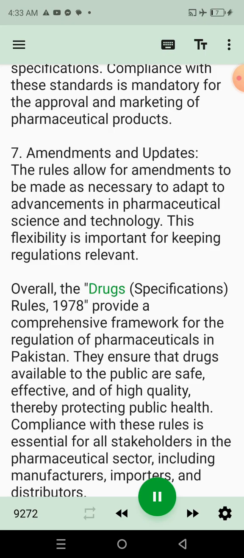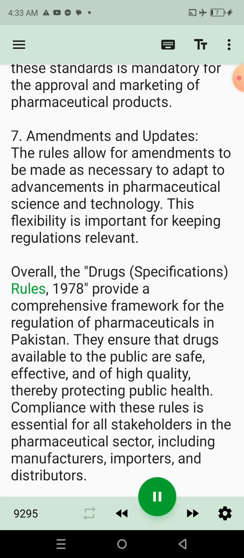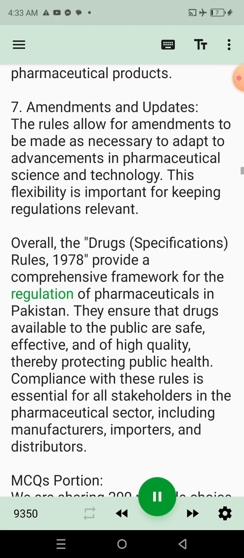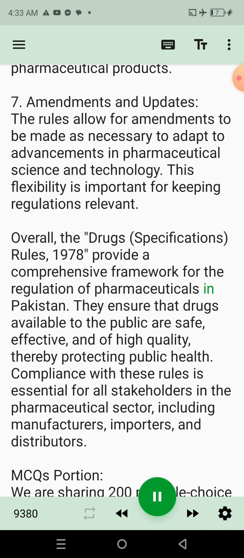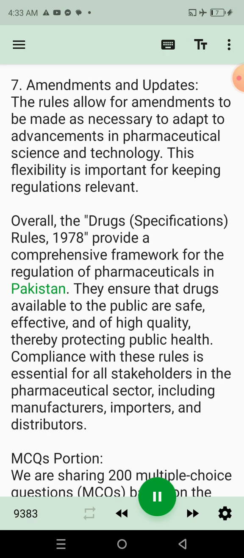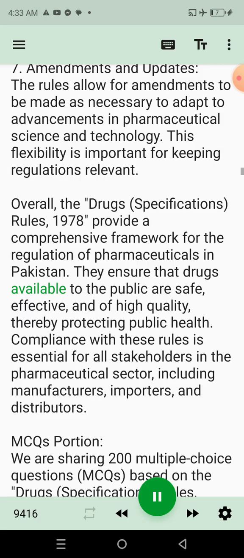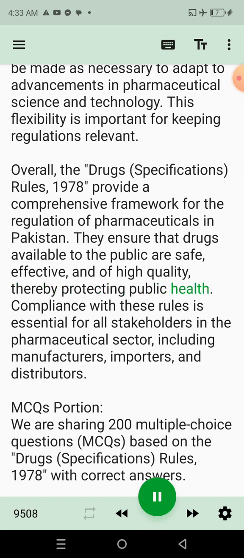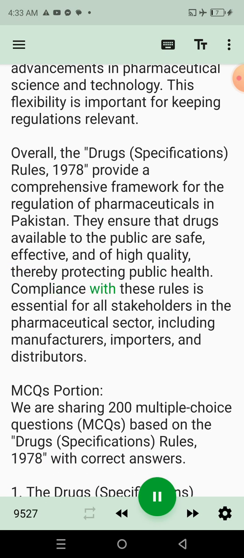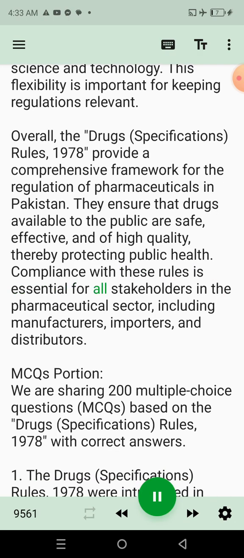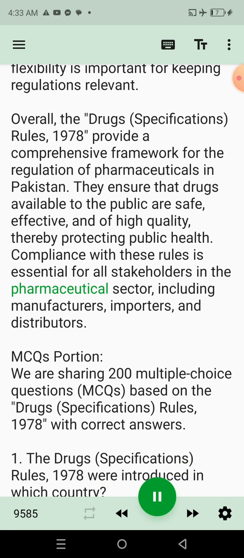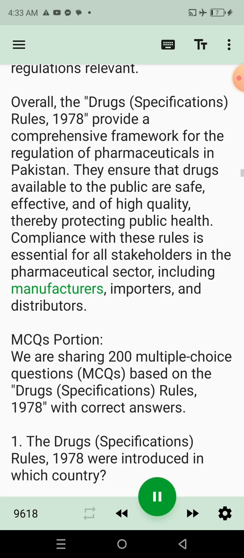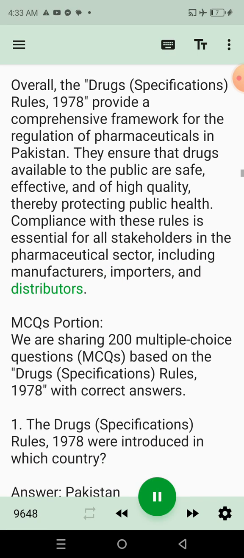Overall, the Drugs Specifications Rules, 1978, provide a comprehensive framework for the regulation of pharmaceuticals in Pakistan. They ensure that drugs available to the public are safe, effective, and of high quality, thereby protecting public health. Compliance with these rules is essential for all stakeholders in the pharmaceutical sector, including manufacturers, importers, and distributors.